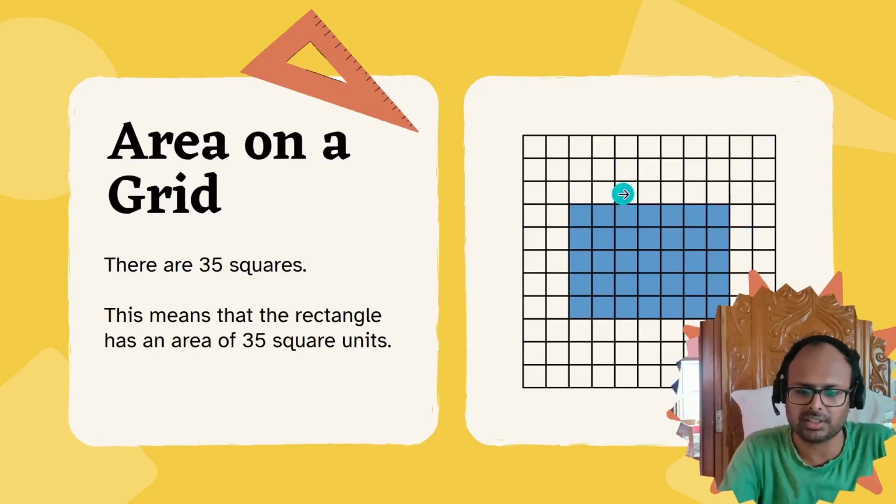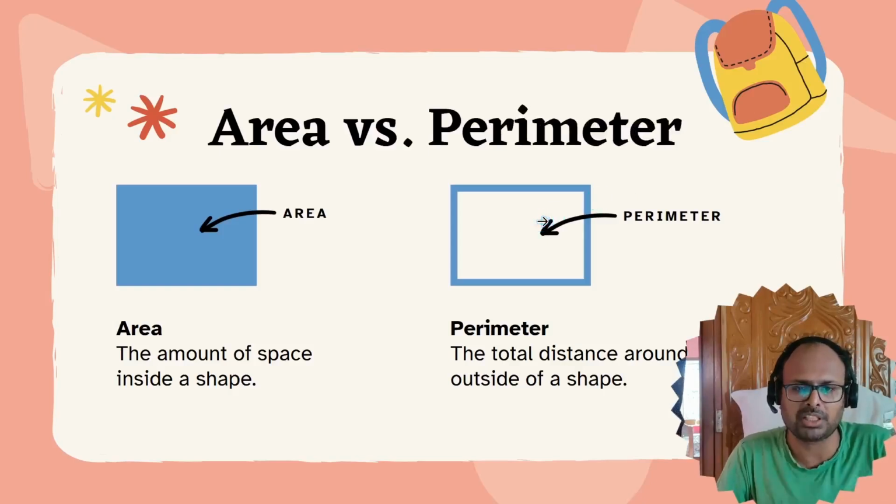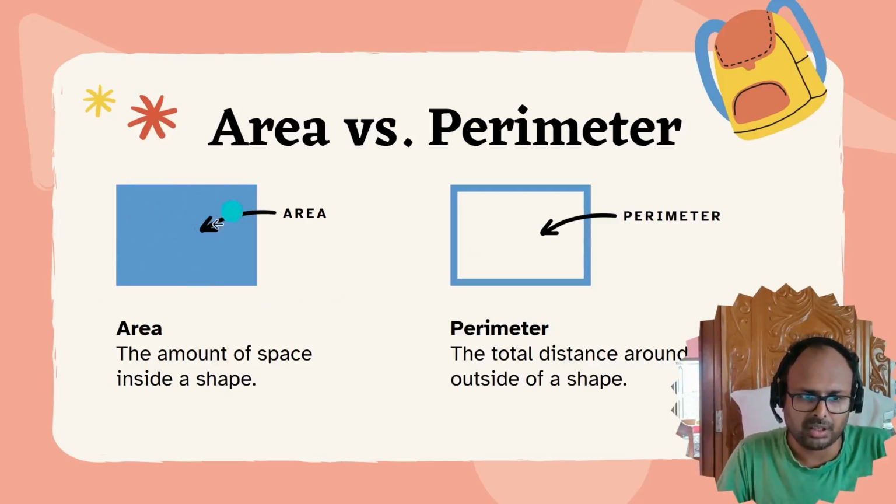Now we need to know what is area. Area is nothing but the amount of space inside a shape. How much space it is holding or enclosing, that is called the area of a rectangle. Here, this blue rectangle has an area covered by the blue region. So this region is called area.